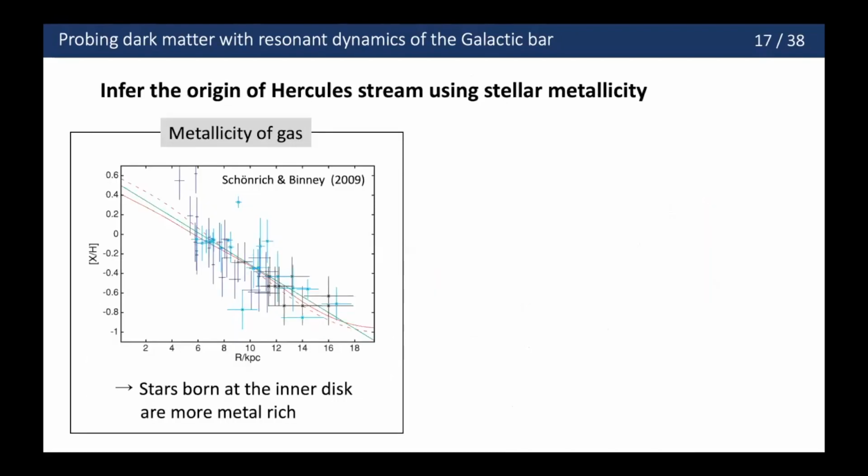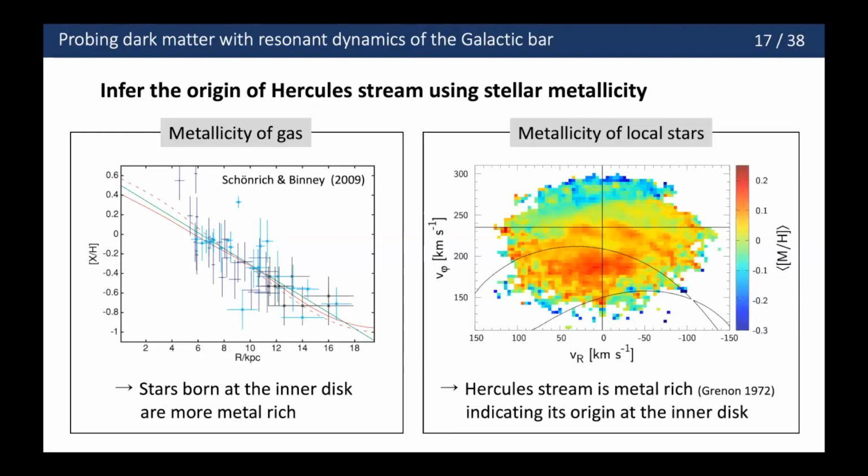So I decided to look into the metallicity of stars because metallicity directly indicates where the stars come from. Here I'm showing the metallicity of gas as a function of radius. You can see that the metallicity has a negative gradient in radius, which means that stars that were born in the inner disk are more metal-rich. So I colored the local velocity space with mean metallicity, and now we can see that the Hercules stream is significantly metal-rich, which indicates that these stars come from the inner galaxy. And yes, this is exactly what we expect if the bar has been slowed down.